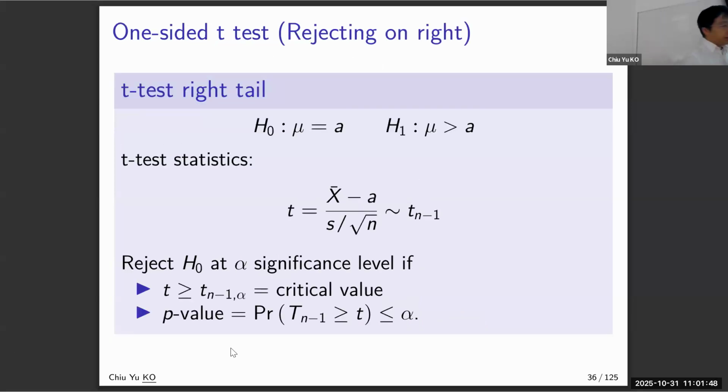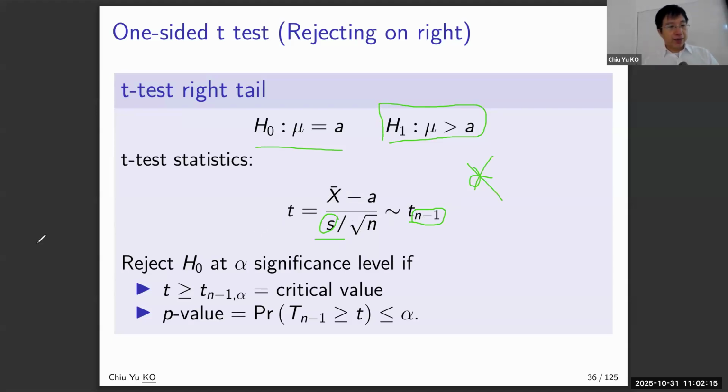So you will see if I am testing mu more than, as an H1, and I use the t-test, it is just using s and n minus 1. This is the only new thing here, because I don't know sigma. I don't know sigma, so I use s. That would be the main problem.